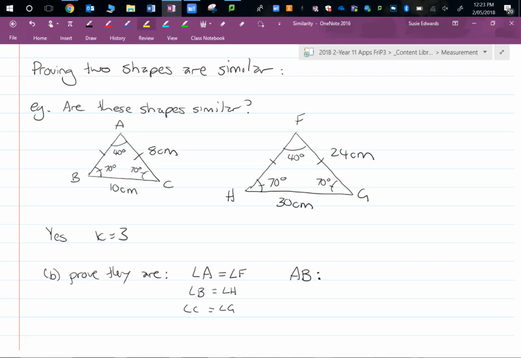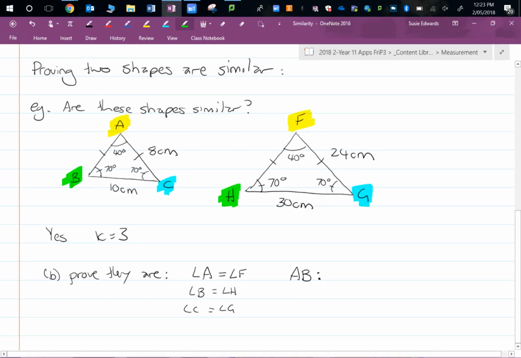Sometimes the way to work it out is actually to use a highlighter. You guys know I love a highlighter. I would just highlight them and then make them corresponding. So highlight the A and the F, that's corresponding. The G and the C is corresponding. And the H and the B is corresponding. And that way you're not going to get confused and put them in the wrong order because you know which ones are corresponding. Okay, so AB is in the same ratio as, what did we say?